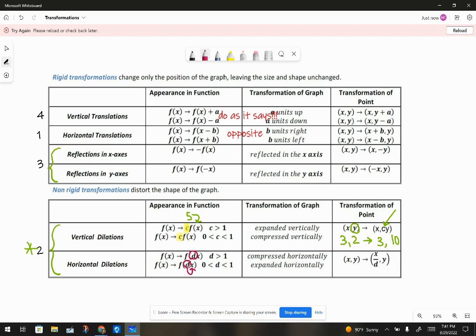That's a horizontal dilation. So what you're going to do is take that D value, and you are going to take the reciprocal of that D value. And whatever that reciprocal is, you are going to multiply it by X. That's what this means. Okay? X over D means multiply the reciprocal of the coefficient you had by X.